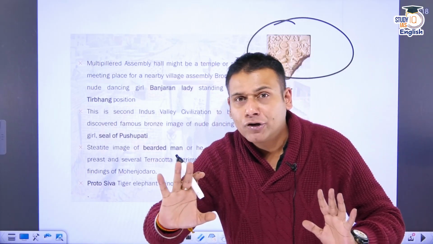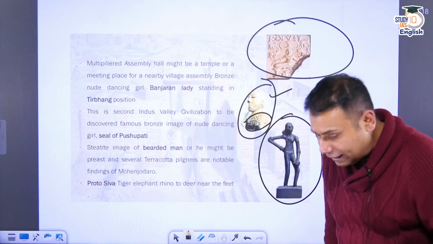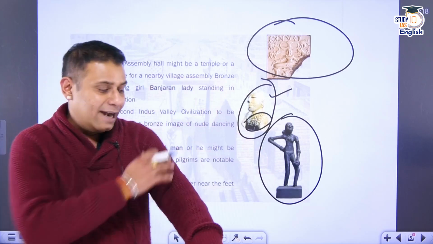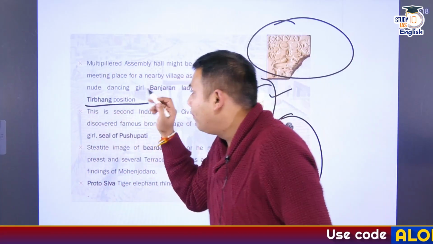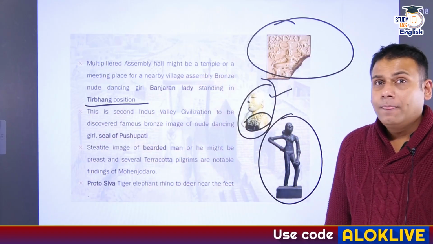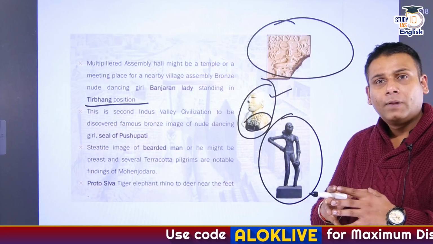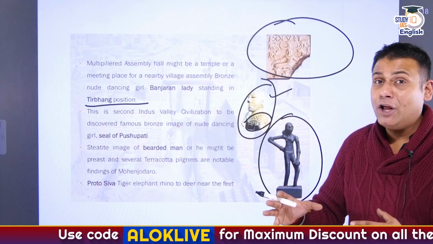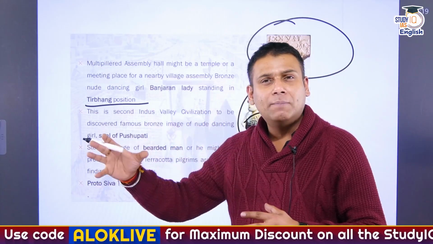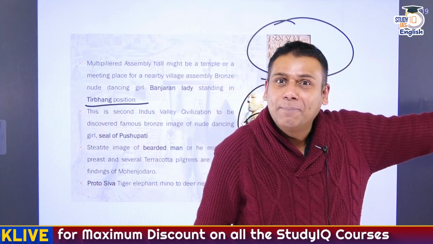I'll repeat the points again in short. Listen to me carefully. Important findings from the site of Mohenjo-daro: a bronze image of a nude dancing girl, whose hand is full of bangles and, most important, she is standing in Tribhanga posture. Another important finding is a steatite image of a bearded man. Another important finding is what? Specifically, the multi-pillared assembly hall, the seal of Proto-Shiva or Pashupati Mahadev, and the most important one, the concept of the great bath that we discussed in the previous session.